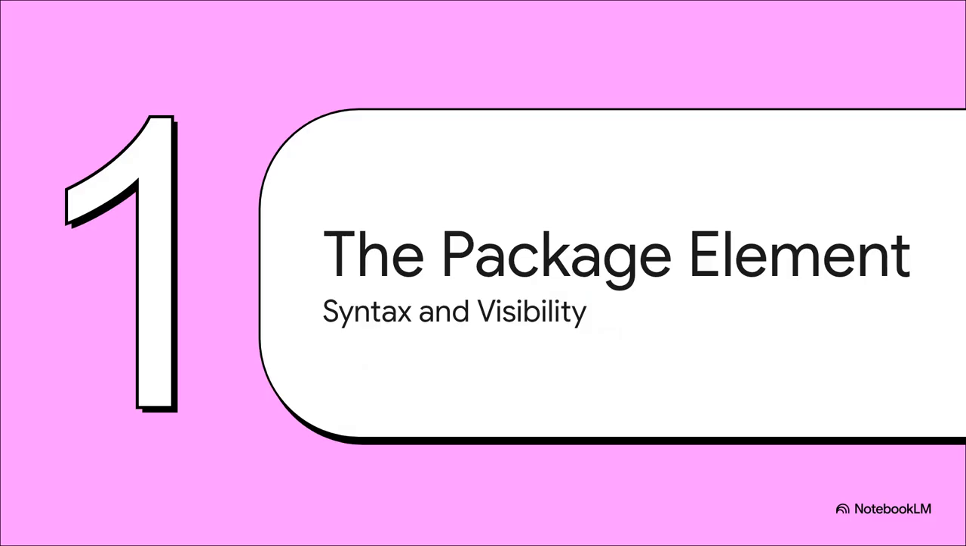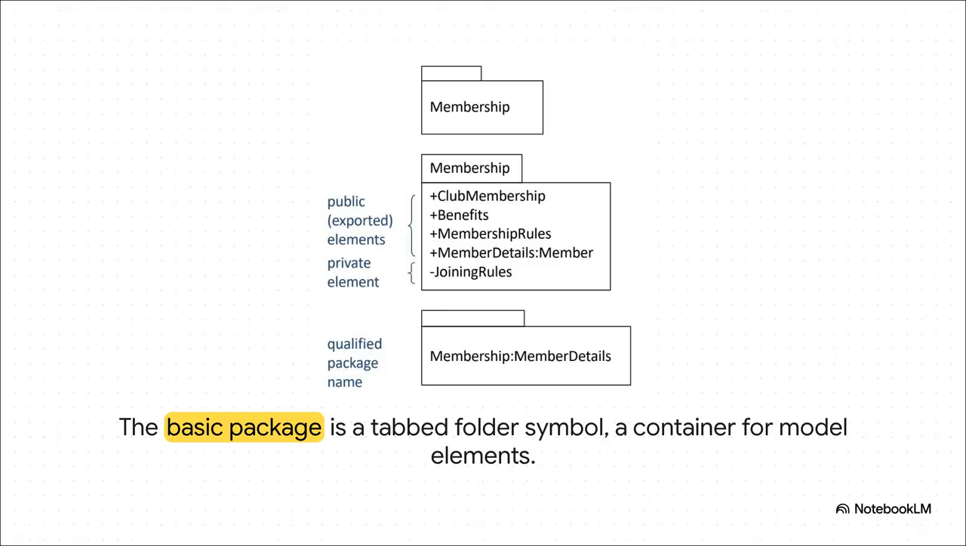Okay, so first up, we have to start with the most fundamental piece of the puzzle, the package element itself. Everything else we're going to talk about builds right on top of this. So what does a package look like? Well, you'll see it drawn as this little tabbed folder icon. Its whole job is to be a container. You use it to group together things that are related, like classes or use cases or even other packages. It's all about creating a logical boundary inside your model.